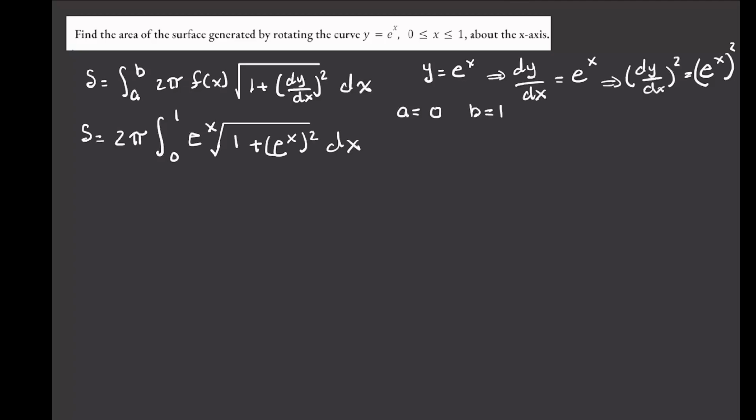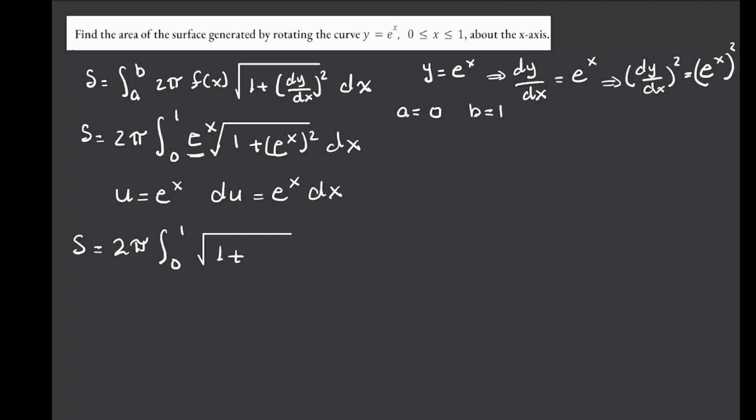So now right here, I am going to use u substitution in order to be able to integrate this integral. So my u is equal to e to the x. The reason I let u equal e to the x is because I have an e to the x outside of the square root, meaning if I take the derivative of u, I have my derivative inside of the function. So now replacing what I have, 2 pi, the integral from 0 to 1, I would have the square root of 1 plus u squared du.